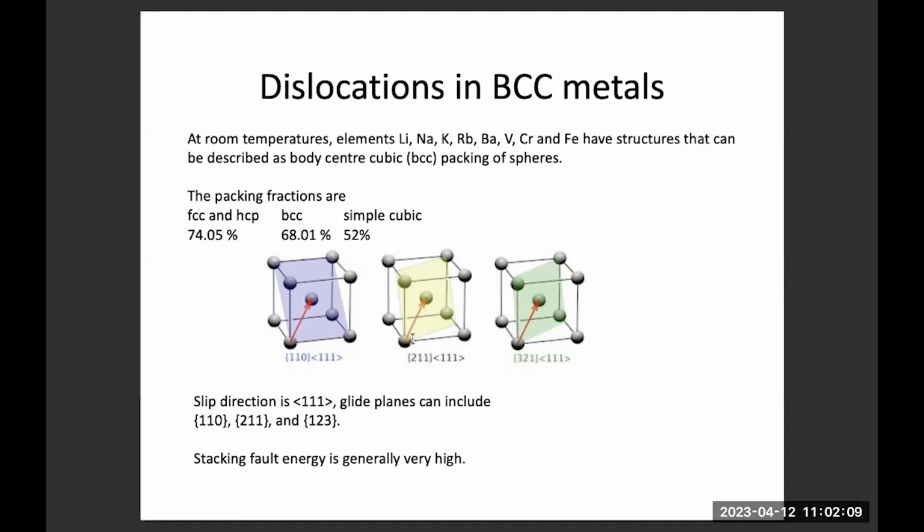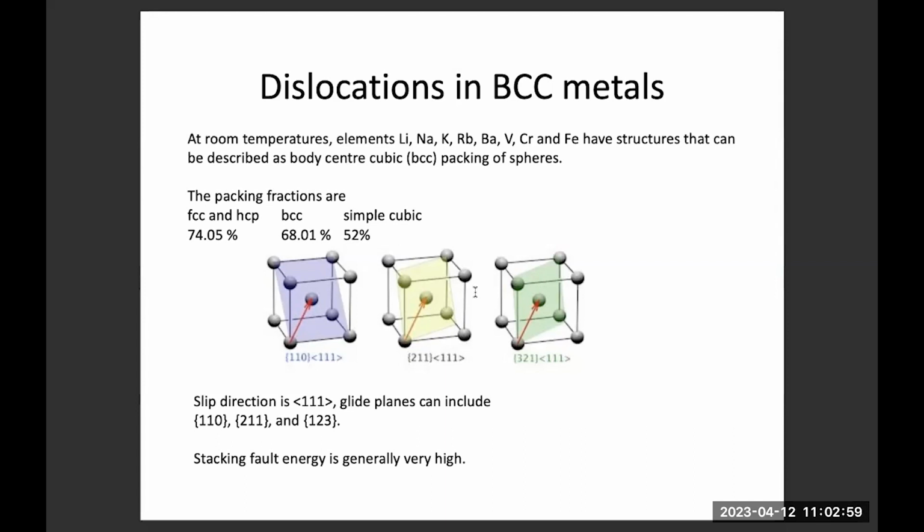So Burgers vector, the slip direction, is always 1, 1, 1. If you look at these planes and directions, the direction is always the 1, 1, 1 direction. But we have 3 different planes. 1, 1, 0 plane, which is this one right here. 2, 1, 1 plane, which is this one right here. And 3, 2, 1 plane, which is the green one right here. So in total, we have 48 slip systems, a combination of all these slip planes and directions.